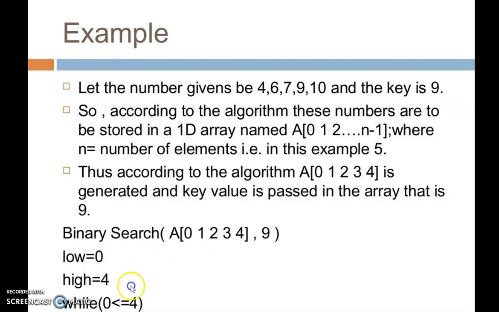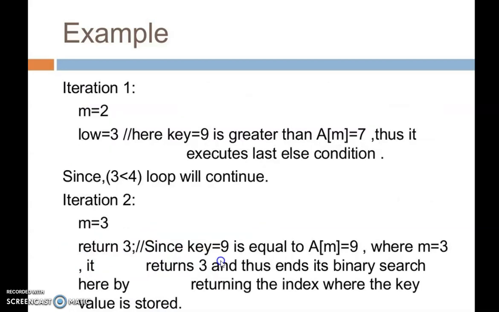Low is equal to 0, high will be 4, while low is less than high, the condition is satisfied. Now we do the first iteration. M will become low plus high by 2, that means 4 plus 0 by 2, that is 2. Now low is equal to 3. Here key is equal to 9, which is greater than A of m, which is equal to 7.